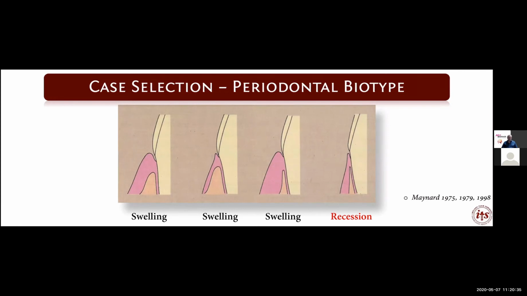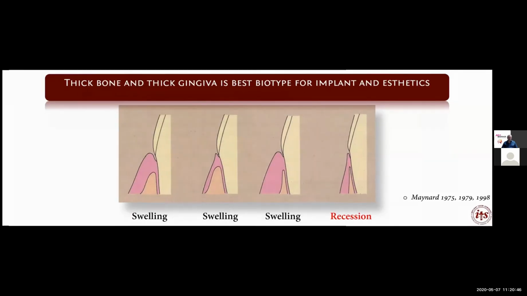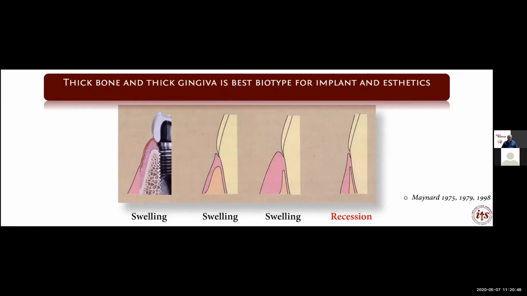Which biotype is ideal for an implant-supported restoration? And also, which biotype is the worst foundation for an implant? The best biotype for an implant is one where there is thick bone and thick tissue. This biotype provides excellent bone and soft tissue support for the implant.